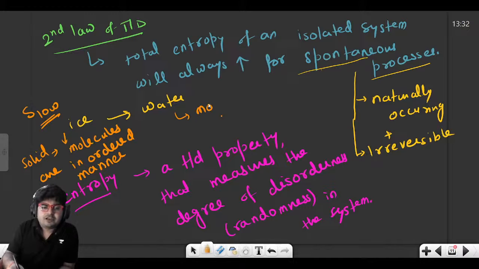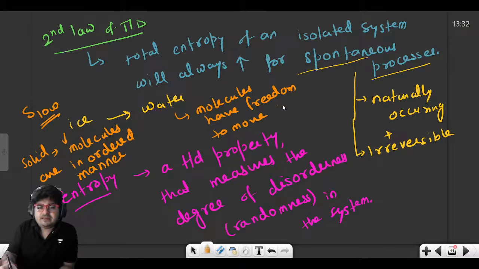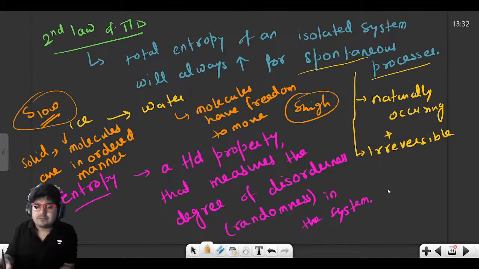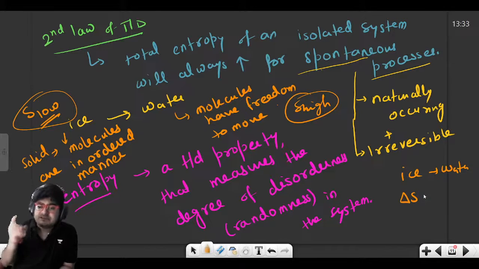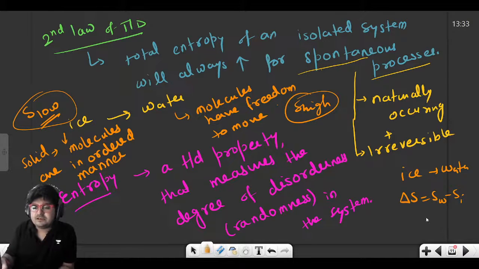So here molecules have freedom to move here and there. So that's why in this case, the entropy will be quite high, relatively high, as compared to ice. तो आप समझ सकते हो जब हम आइस से वाटर की तरफ जा रहे हैं, obviously entropy change means final minus initial. So we can write it as entropy of water minus entropy of ice. So it has to be a high value, a large value. It means entropy change is increasing.